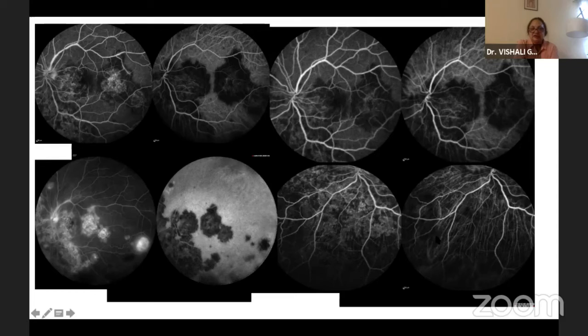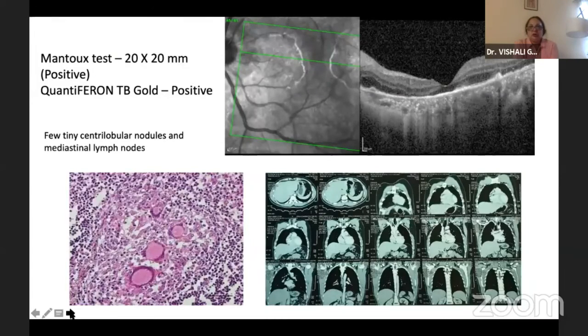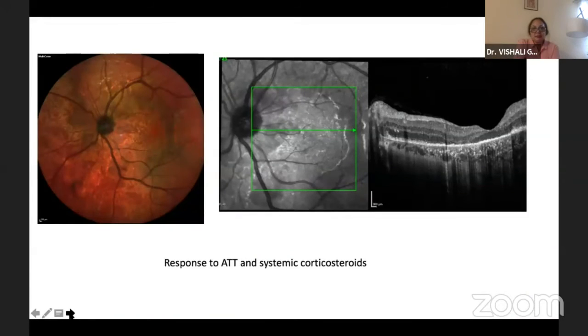And of course, the ICG shows very classical serpiginous-like choroiditis. And Mantoux is very significantly positive. Quantiferon is positive. On CT chest, he has some mediastinal nodes, and EBUS is positive for TB. So this is how the diagnosis can be made by using very simple algorithms, and you can see good response to treatment.